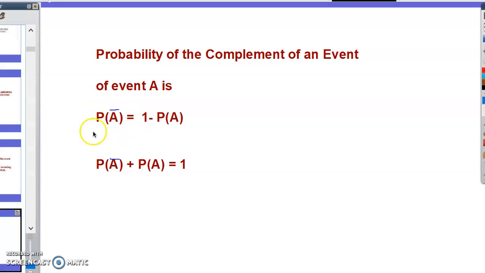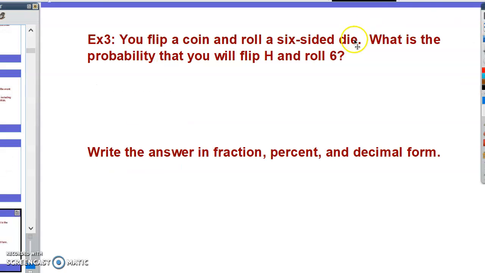So the probability of the complement of an event is 1 minus the probability of the event itself. Or I could add the complement and the event together, and it'll equal 1, or 100%. So let's flip a coin and roll a 6-sided fair number cube, or die.